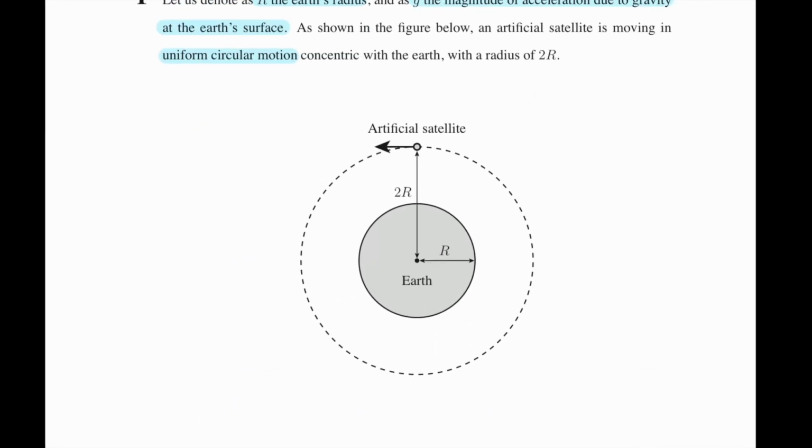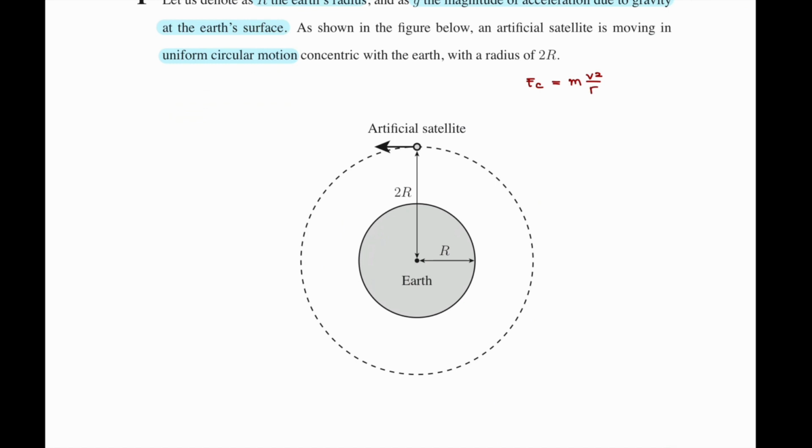Since the satellite moves in circular motion, of course we can use the circular motion equation, which is centripetal force. Centripetal force is equal to mv squared over r.